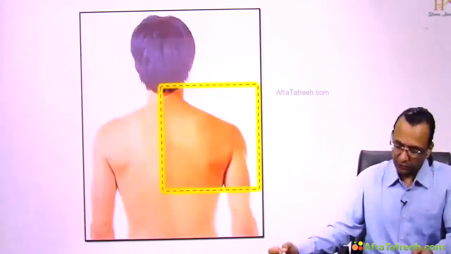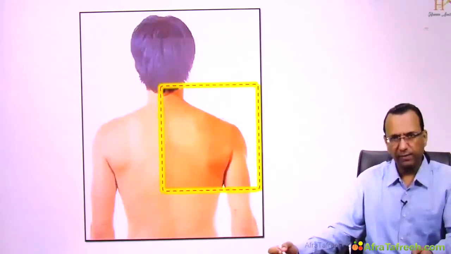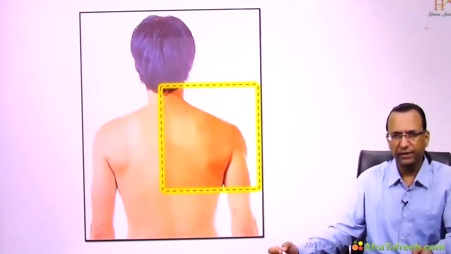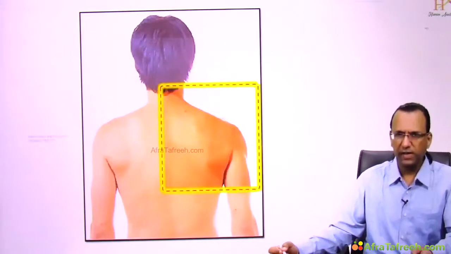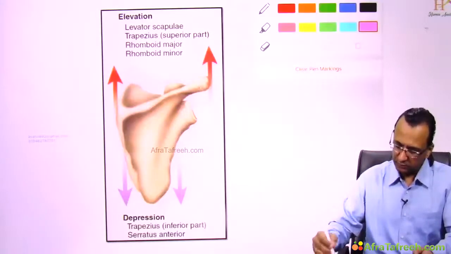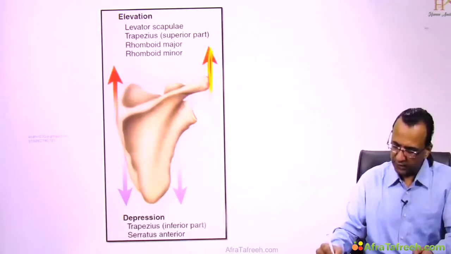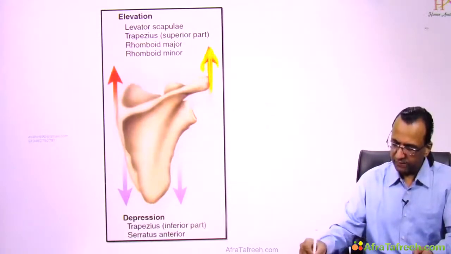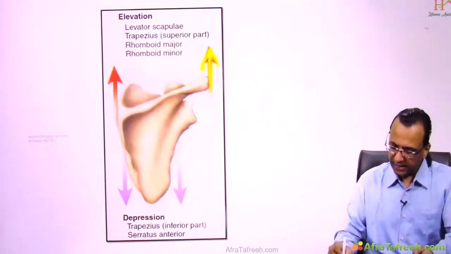And what are the actions? You have to look at the dorsal view of the right scapula now, and revise the actions, because you have already discussed them. See, there are some muscles which are elevating the scapula. Who is elevating the scapula? That is a muscle, its name is levator scapulae.